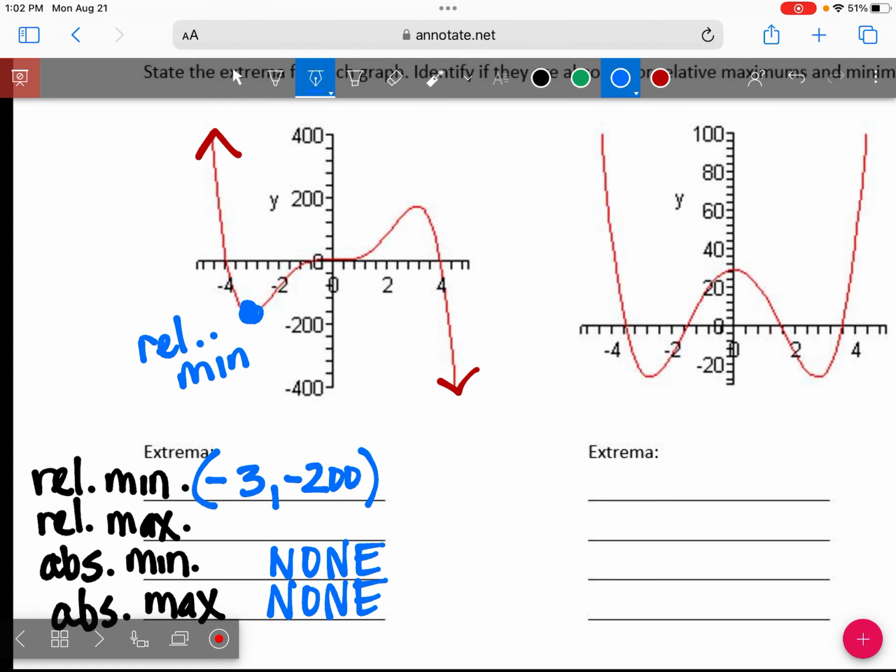And then there's also a place, do you see the peak or the mountaintop? That would be about right here. Go ahead and put a point. And that's called a relative max. And that looks like that is about at +3, 200. All right, last graph.